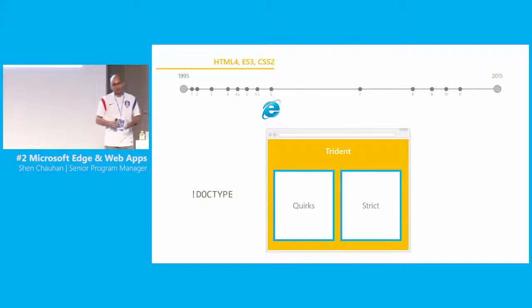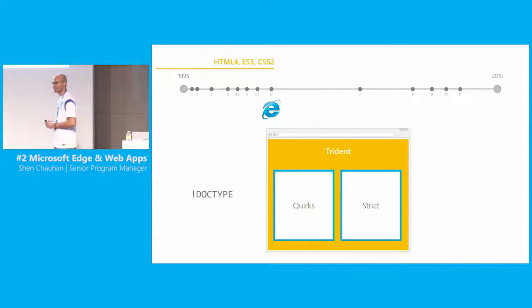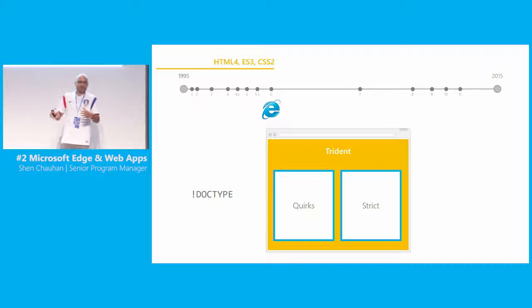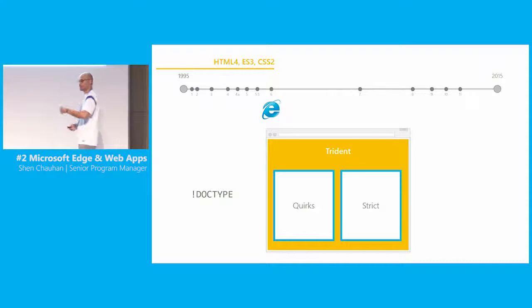And as the web evolved, we created Internet Explorer 6. And you can see here we have the Trident engine with Quirks mode to make sure that the web prior to Internet Explorer 6 still worked. But we had another mode which allowed doc types, which then allowed you to make sure that you got the best of the web in that arena.